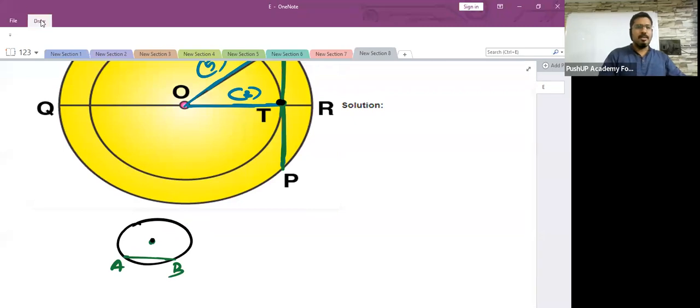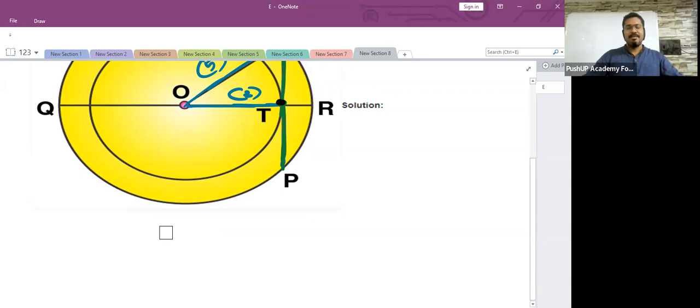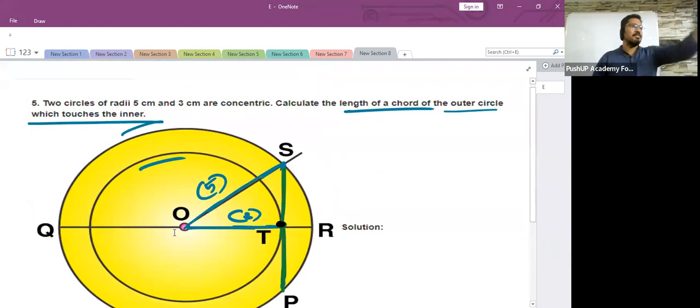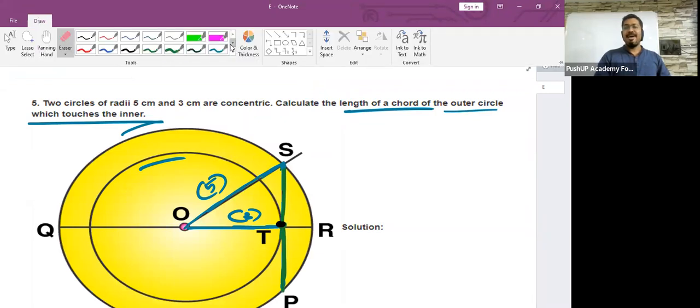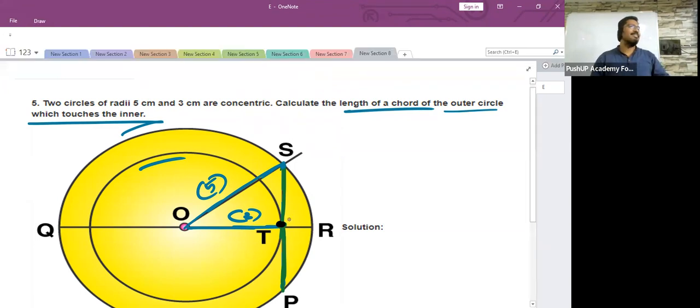No, you don't have to learn that property here again. I'll tell you something. Children, couldn't you apply the first property which we learned today? The angle formed between the radii and the tangent is equal to how much? 90 degrees. Children, what is this OT?